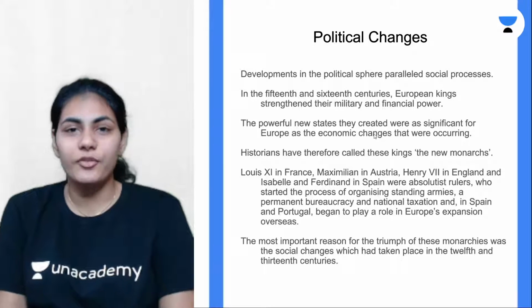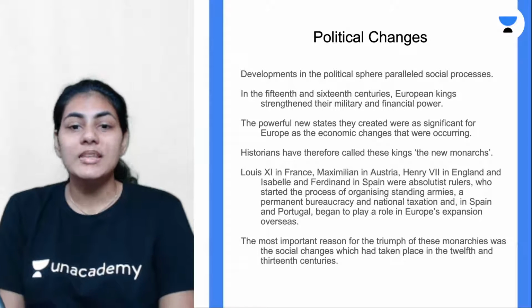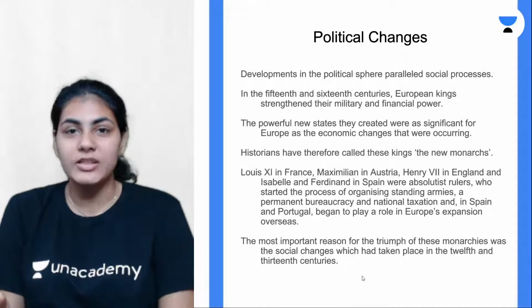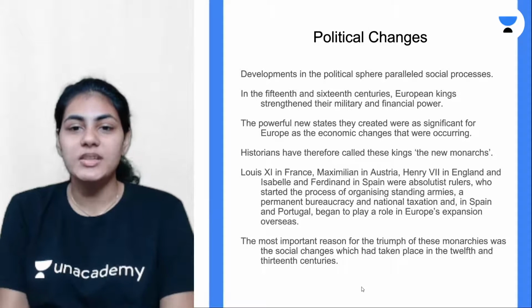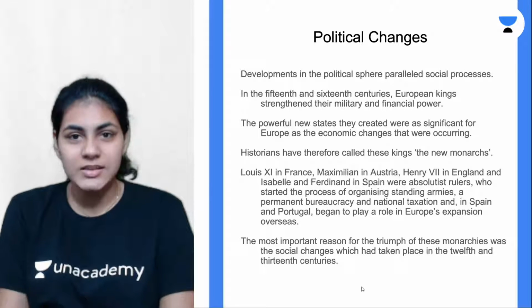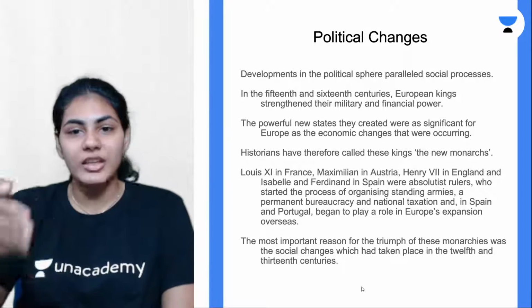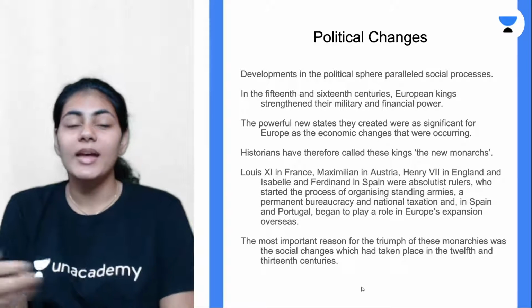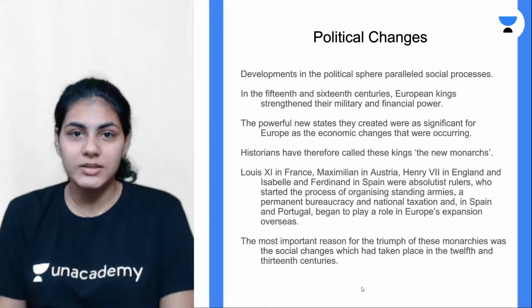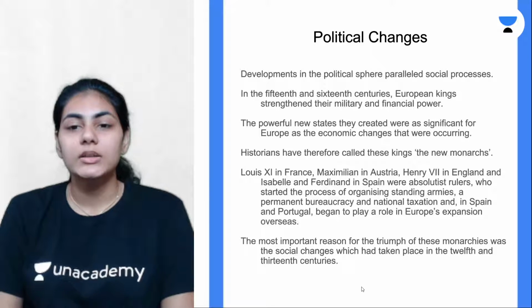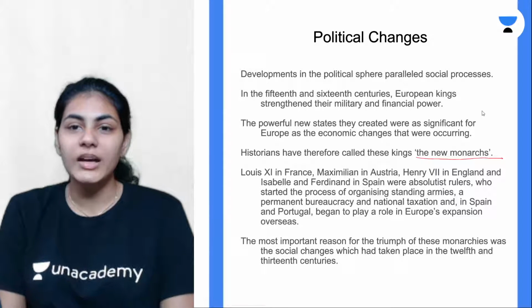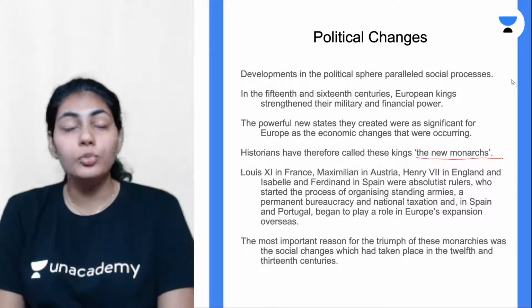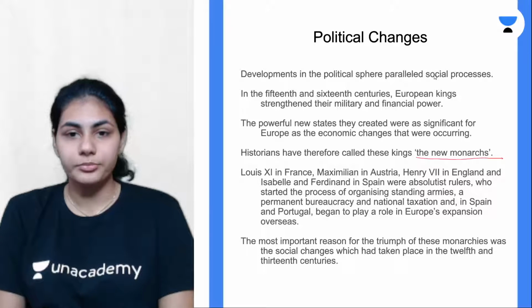So they're very significant. Historians, therefore, looking at the positive outlook of all these political changes, decided to call these kings who were ruling in the 15th, 16th centuries in Europe the new monarchs, right? Quote unquote, the new monarchs. Yes, they're called the new monarchs by the historians.